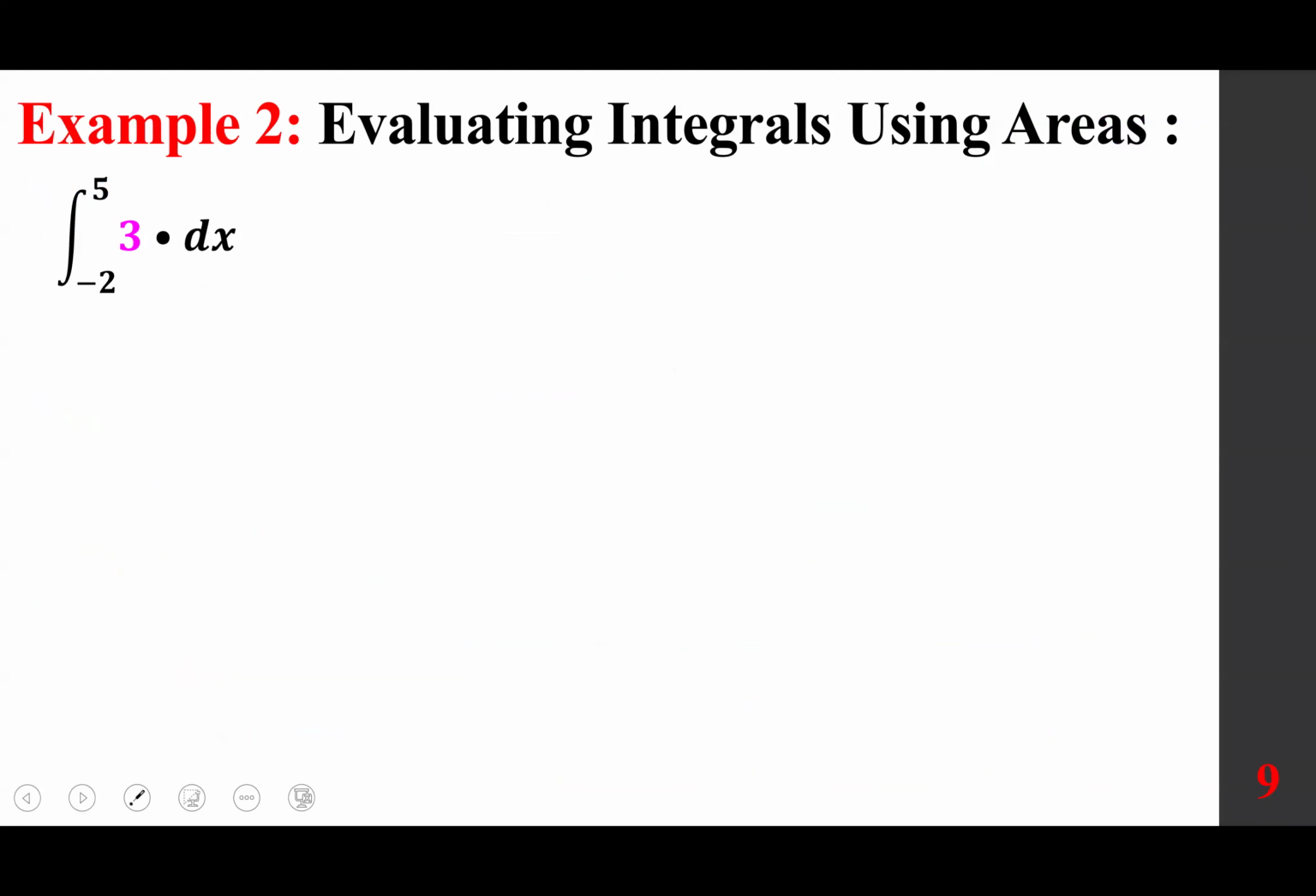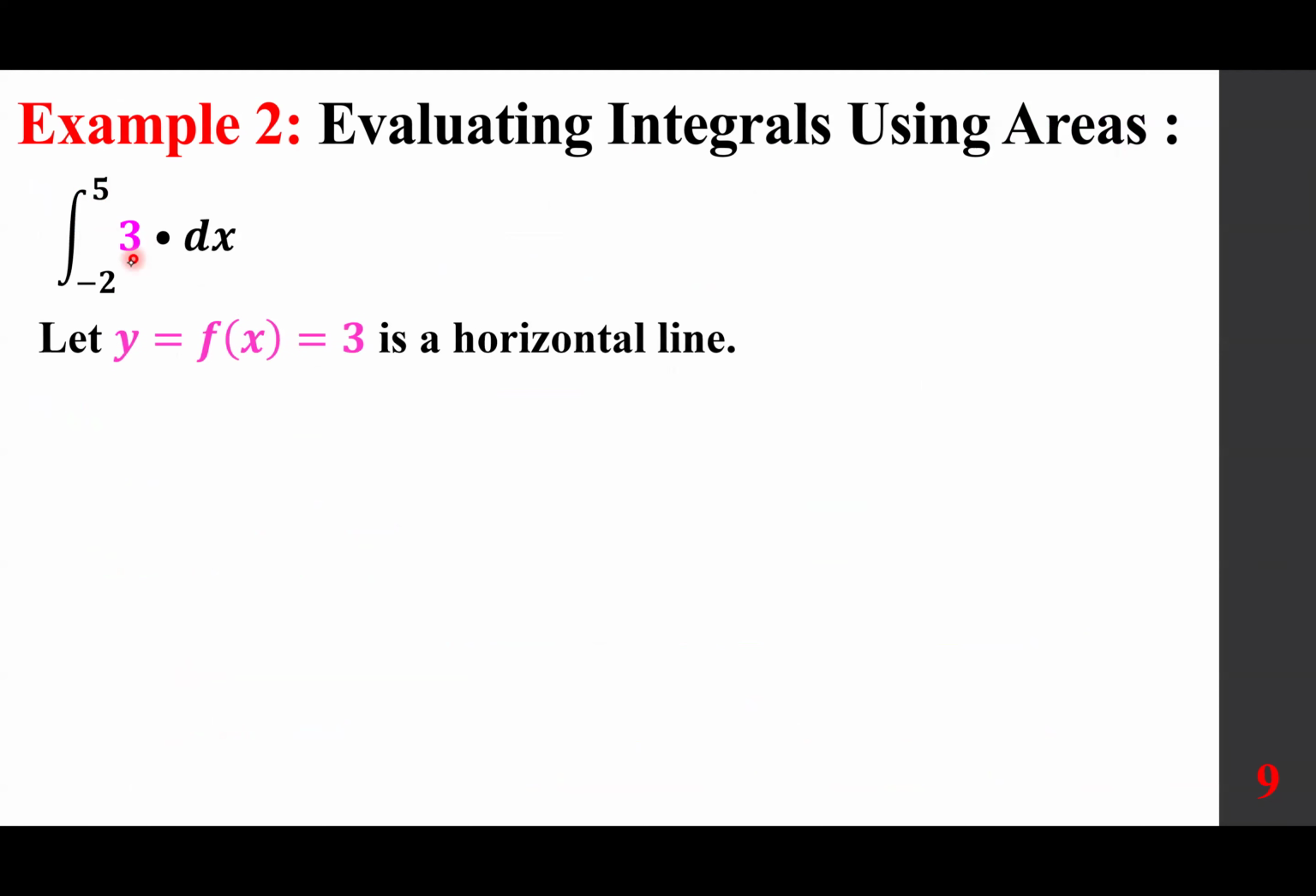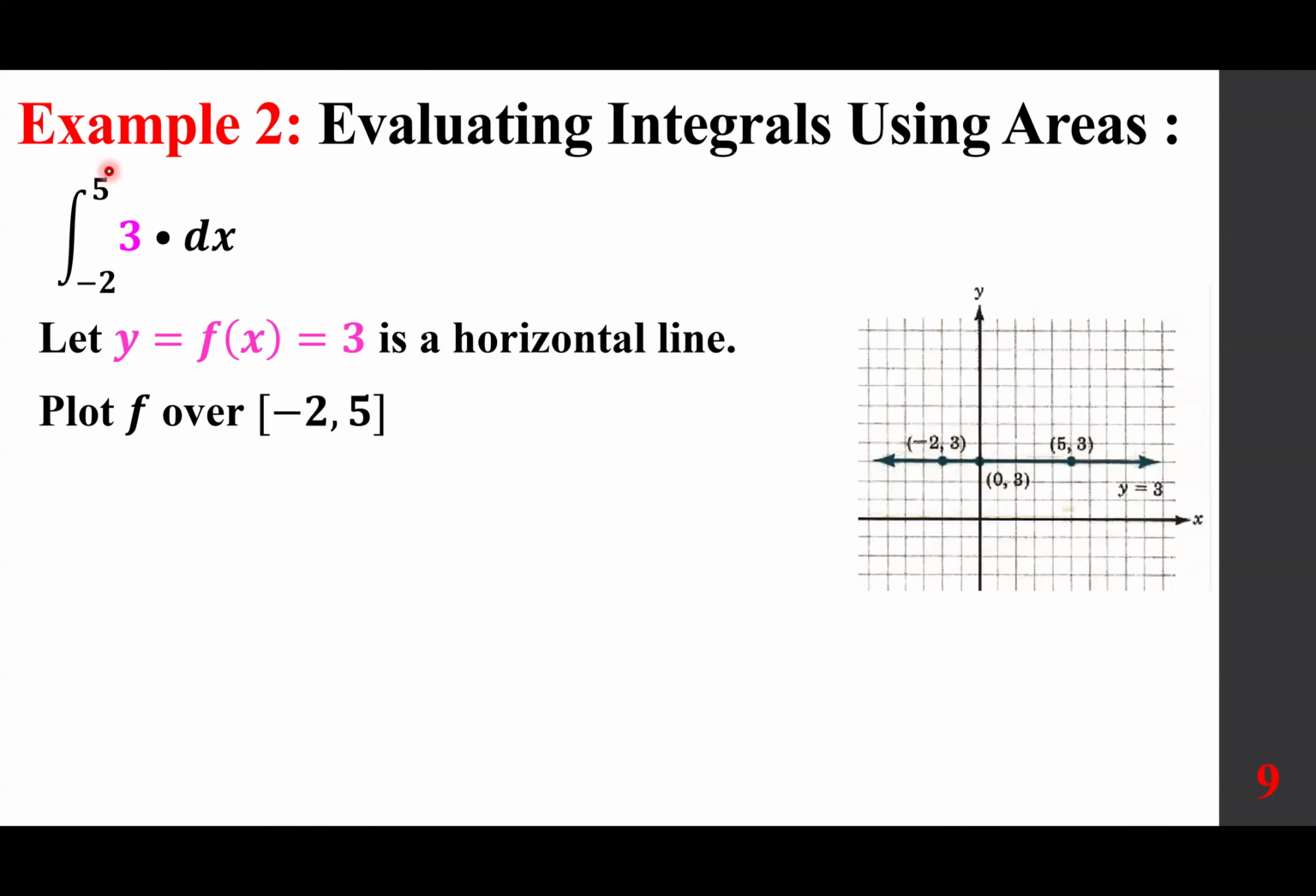For example, if we want to evaluate the integral using areas, this is the integral from -2 to 5 of 3 dx. You should notice the function y, or f(x), equal to 3 is a horizontal line. And we want the area under this curve from -2 to 5. So plot that from -2 to 5. This is the x-axis, this is the y-axis, this is y equals 3. And we're going to go from -2 to 5. So -2 comma 3, 5 comma 3.